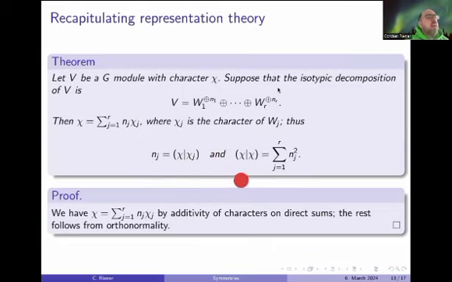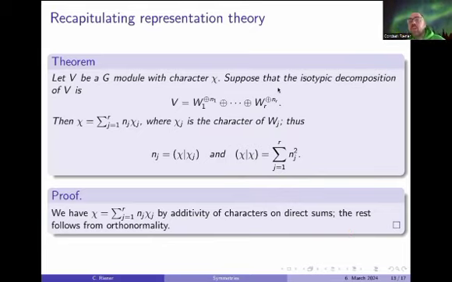And also the character squared, so the inner product with itself, gives me exactly back the sum of squares of these numbers. Okay, so this is all just following from additivity of characters on direct sums, which I briefly mentioned, and the orthonormality of the irreducible characters.